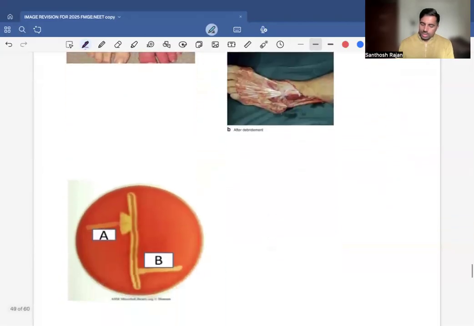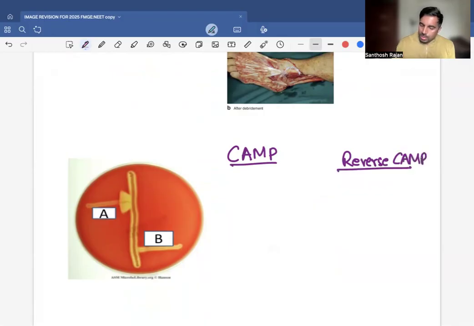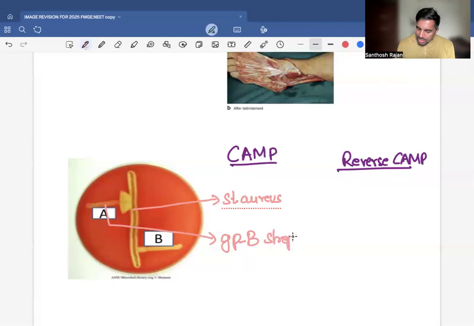Okay, that's all. So, this is a CAMP test. This is a true CAMP test. Reverse CAMP, that's what, two things are there. One is your reverse CAMP and true CAMP. In true CAMP, what happened? The central part here, this is your Staph aureus. And then the side one which you have put, that is your group B, Streptococcus agalactiae.